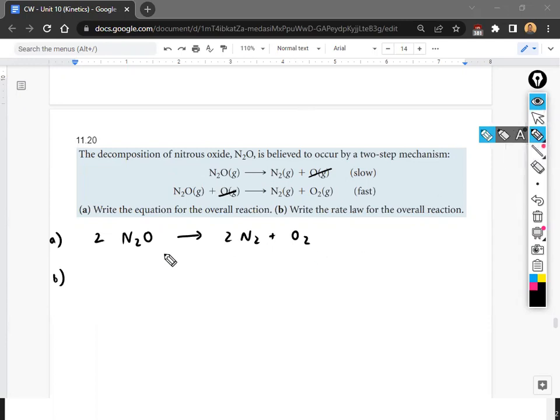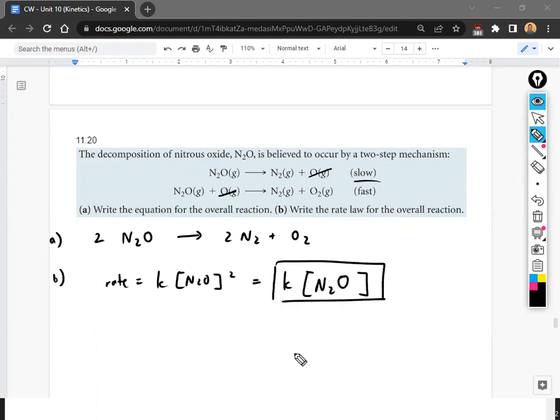Now, it might be tempting to just get the overall reaction and say the rate is equal to K N2O squared. But that's incorrect because we know what the slow step in the reaction is. So the rate is actually K times N2O. This is your rate law. Why not squared? Because the slow step determines the rate of the reaction.